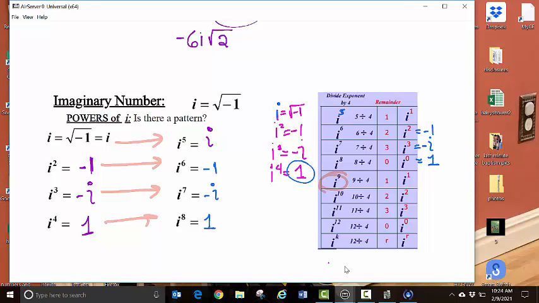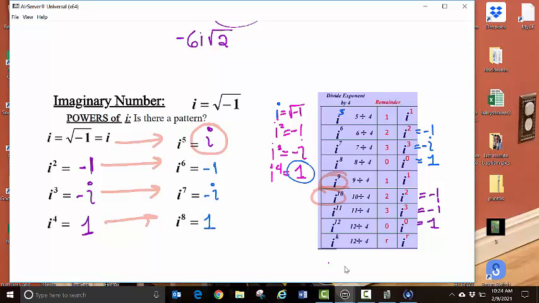i to the 9th is i. i to the 10th is the same as i squared, or negative 1. i to the 11th is the same as i cubed, or negative i. i to the 12th is 1. And it just keeps the pattern every 4. So here's how you cheat.